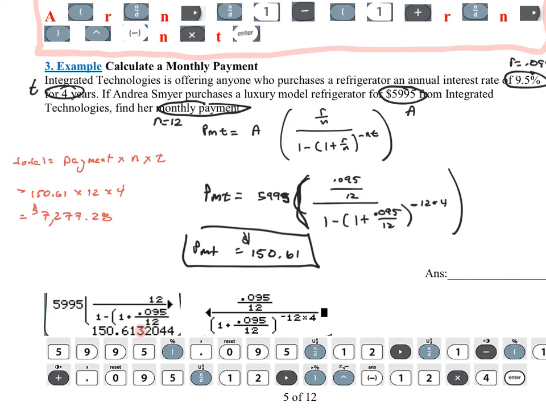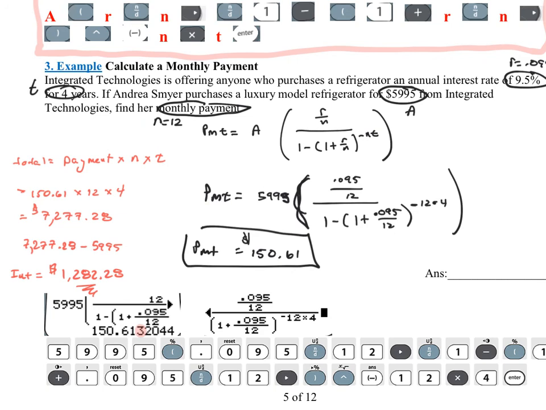So how much did I pay in interest? Take that number, the $7,277.28, what I actually paid, minus what it should have cost, which was $5,995. So the amount that I paid in interest on this was $1,282.28. Wow. That's a significant portion of the price of that fridge.